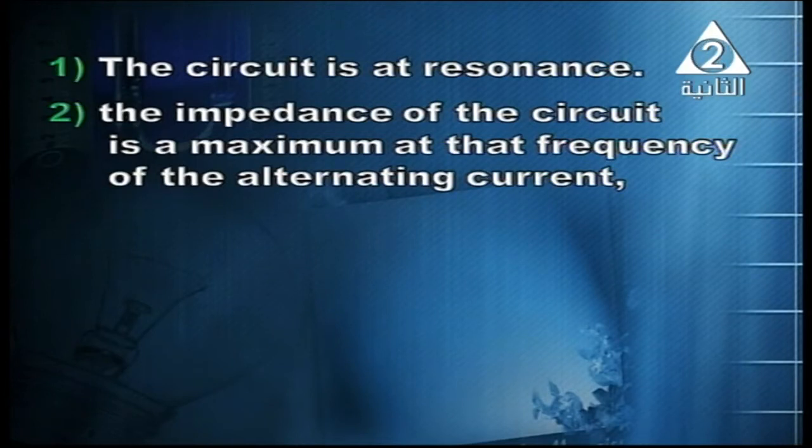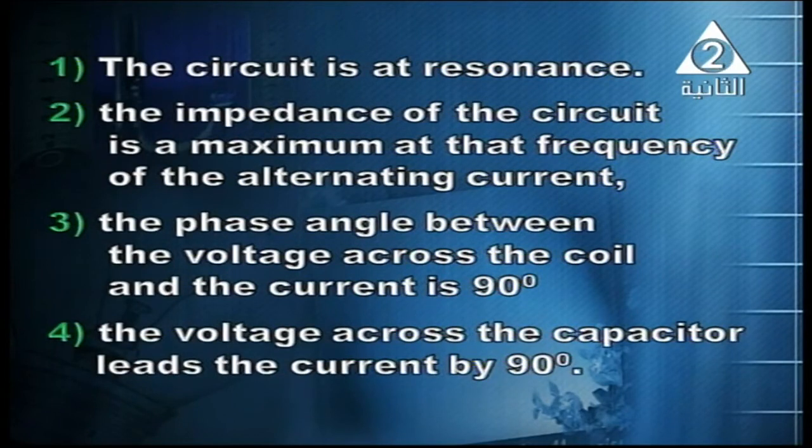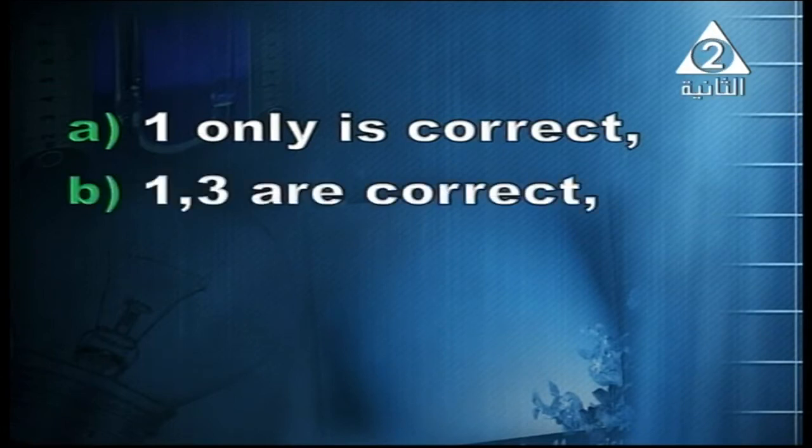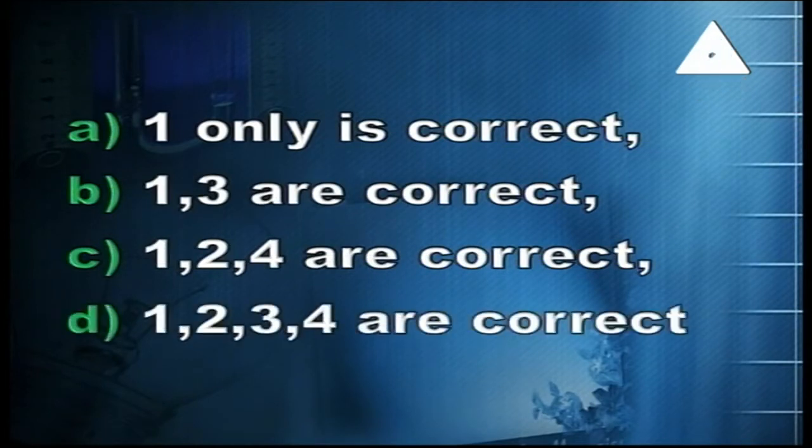Second statement, once again, impedance of the circuit is a maximum at that frequency of the alternating current. Phase angle between voltage across the coil and current is 90. It is always true. Voltage across the capacitor leads the current by 90. No. So choices: 1 only correct. 1 and 3. 1, 2, 4 are correct. 1, 2, 3, and 4. Of course, it is 1 and 3.